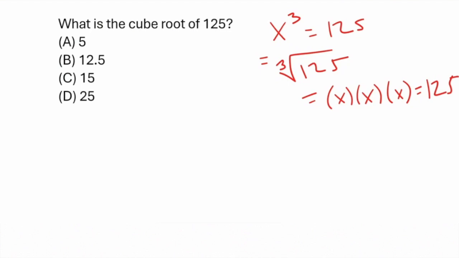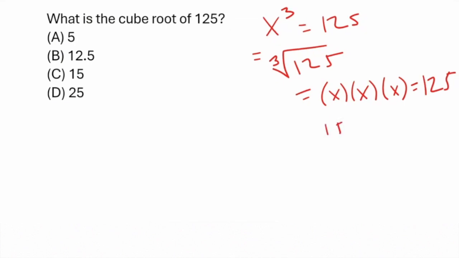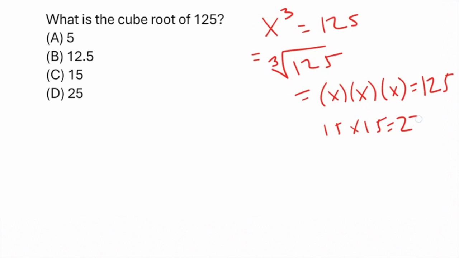So I like to start with easy whole numbers between the highest and lowest options, and 15 jumps out at me. So let's plug that in. So 15 times 15 equals 225. We are already too big, and we haven't even multiplied the third 15. So 15 is not going to do it, and neither is 25 because that's even higher.